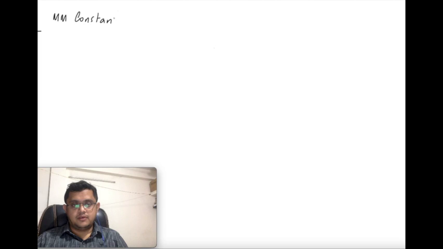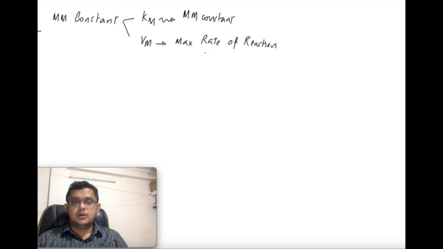There are two types of constant we are talking about here. One is what we call Km, another one is called Vm. We all know that Km is nothing but the rate constant, it's a constant, and the other one is also a constant, which we call the maximum rate of reaction. Before we go into how to calculate this, what is the significance of Km and Vm?